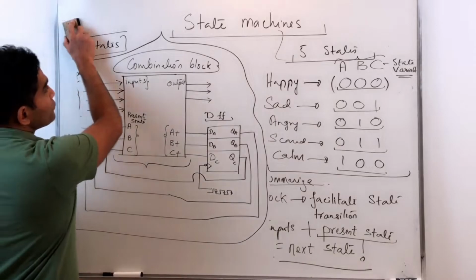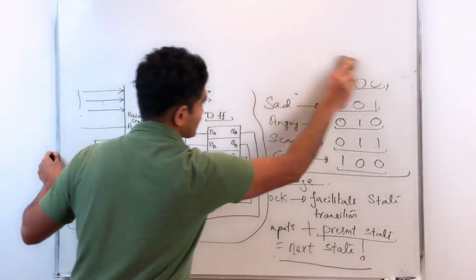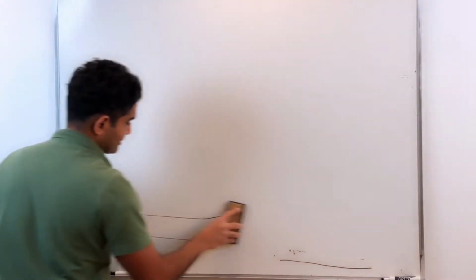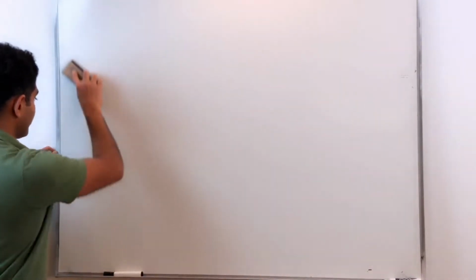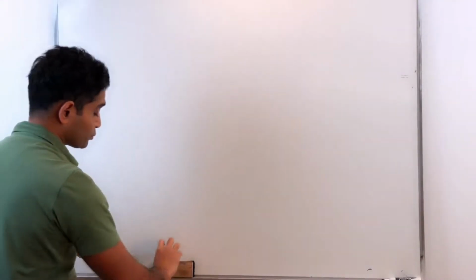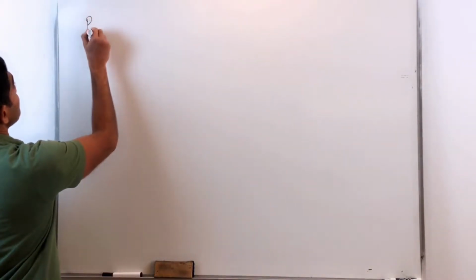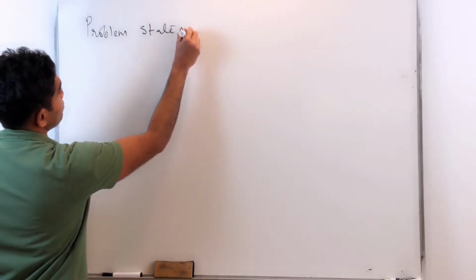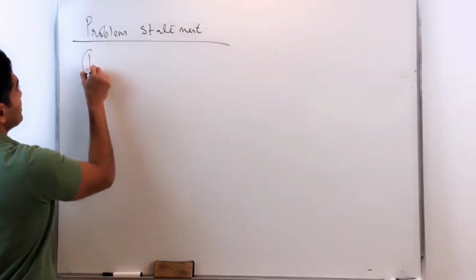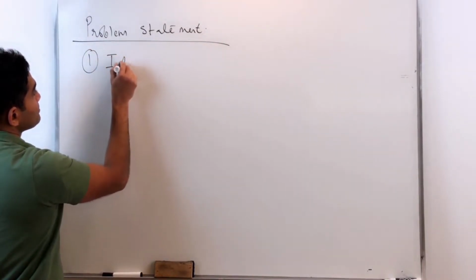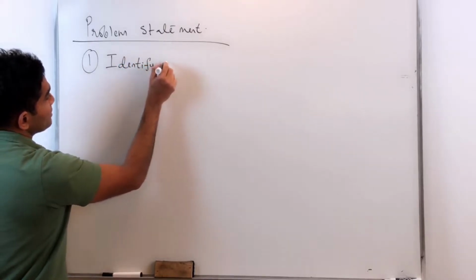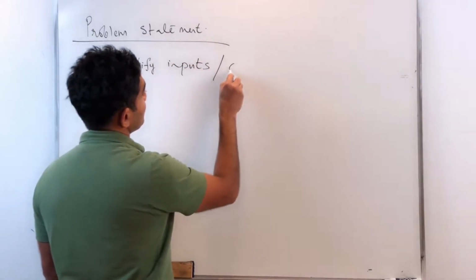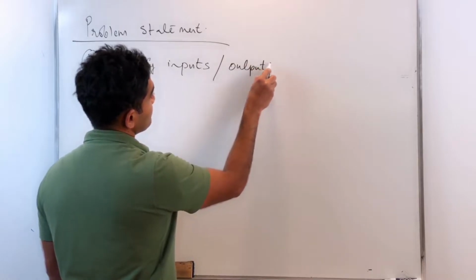So now let me summarize the steps that we have to take in the design of sequential circuits, state machines that can exist in multiple states. When you're given a problem statement, this is the approach you should be taking. Just like what we have done before, the first step is to identify the inputs and the outputs. You need to understand what the problem statement states. What are those inputs and the outputs?